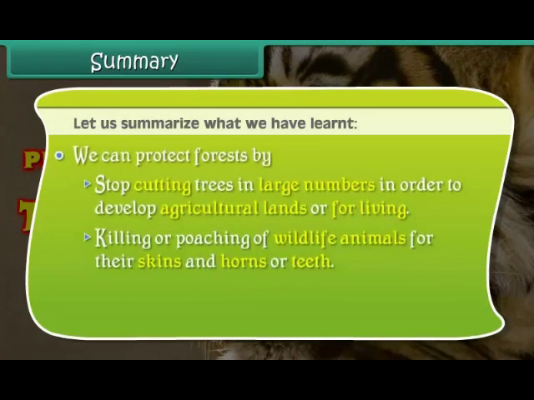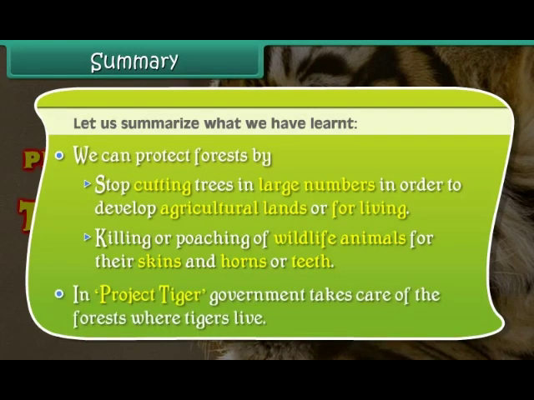We can protect forests by stopping the cutting of trees in large numbers in order to develop agricultural lands or for living, and by stopping the killing or poaching of wildlife animals for their skins and horns or teeth. In Project Tiger, government takes care of the forests where tigers live.